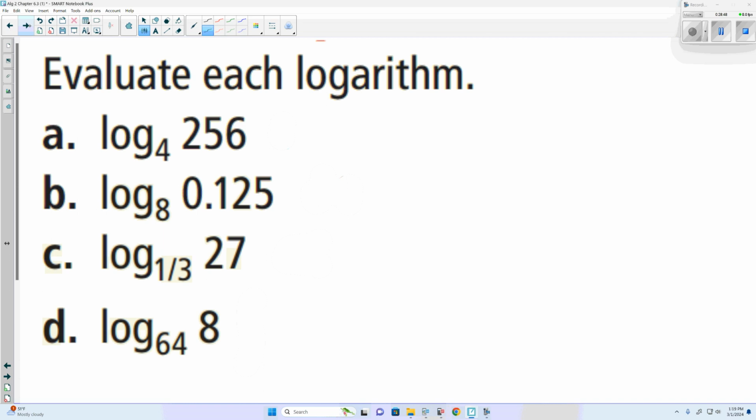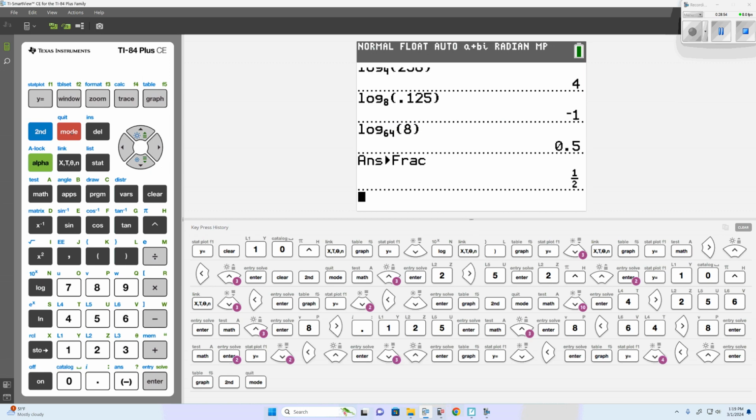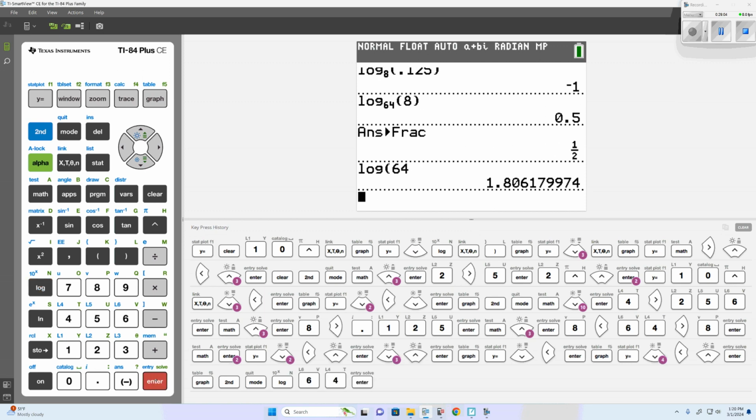Now, log base 4 of 256. Now we've said with both of these here, the log button itself is to the base 10. So we can't just use log of 64 because that gives us a decimal.